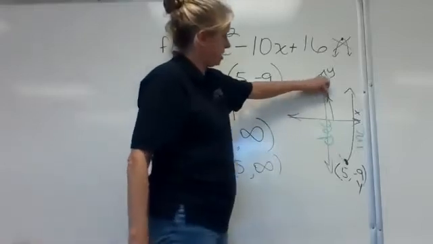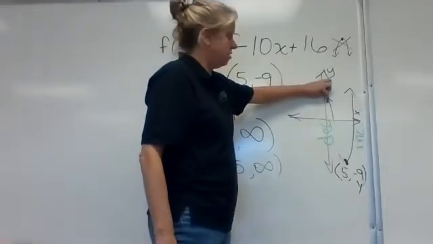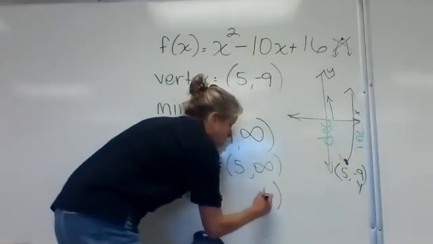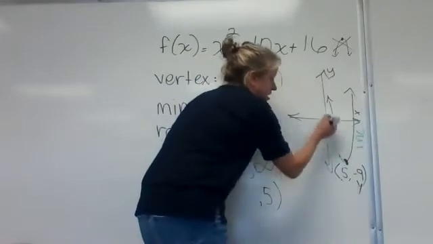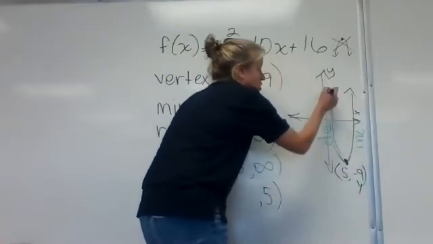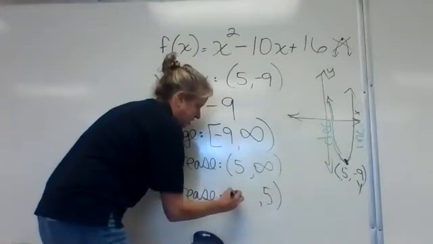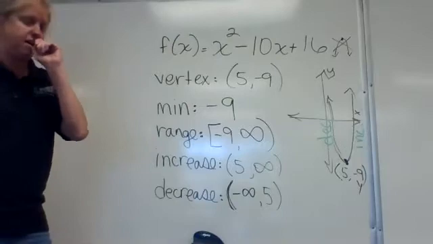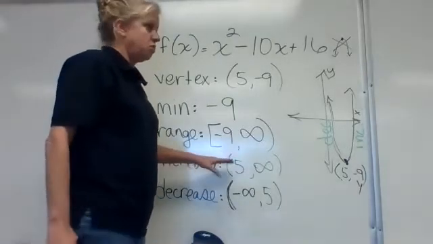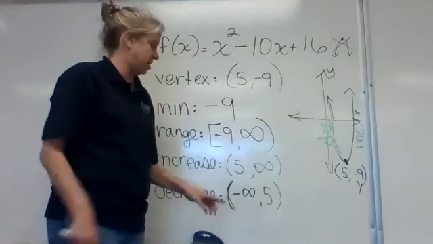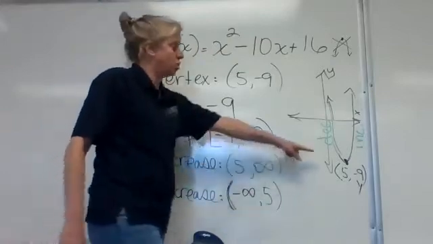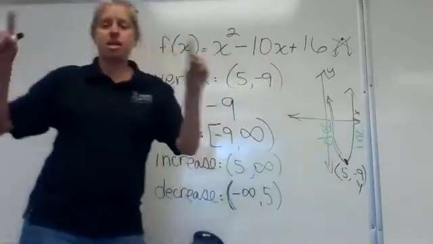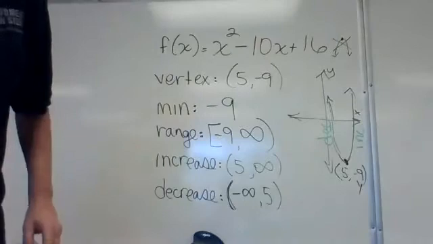The decrease is this side. I stop my decrease at 5, right? 5 is where the decrease stops and changes to increase. So where do you start decreasing then? All the way from the left side of the graph, which is -infinity. Now, when you're talking about increasing and decreasing, two things: you're always using the x coordinate of the point, and you're always using parentheses around both of them.